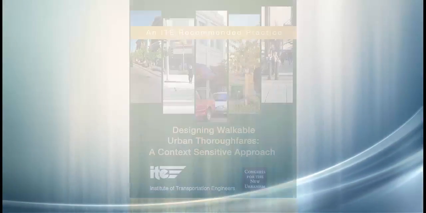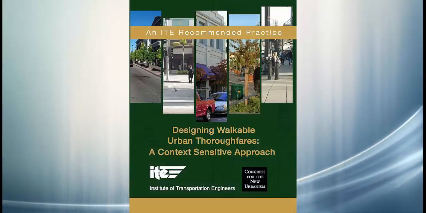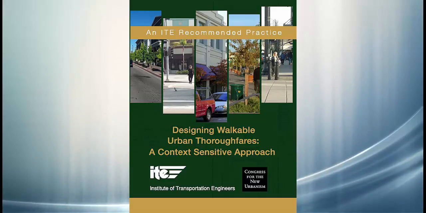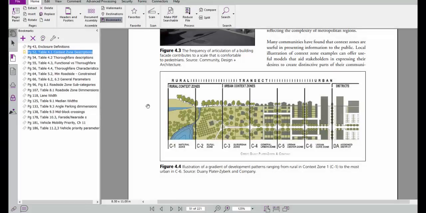The best practice guidance that Street Plan follows is taken directly from this document published by the Institute of Transportation Engineers and the Congress for New Urbanism, Designing Walkable Urban Thoroughfares, a Context-Sensitive Approach. And within that document is a vast array of guidance. So here is one of them. It talks about transects, how moving from C1, C2 as you get more and more urban, and there are different recommendations for the nature of the urban context.